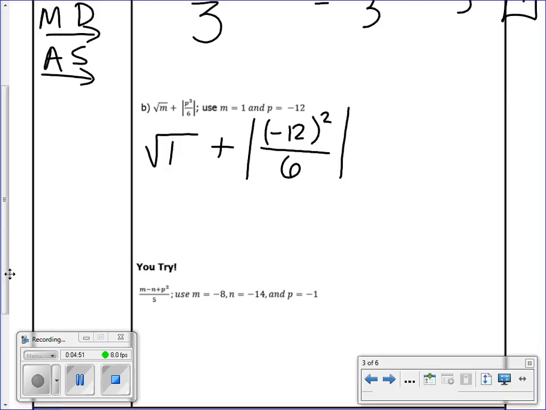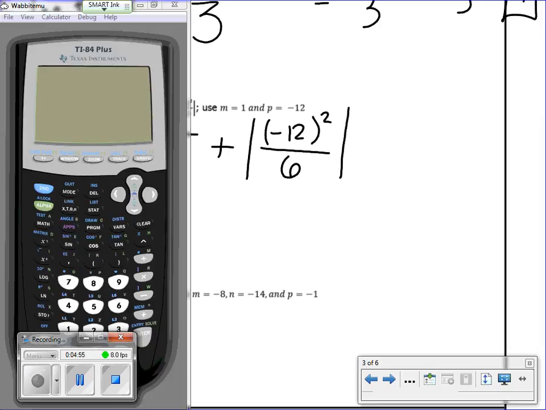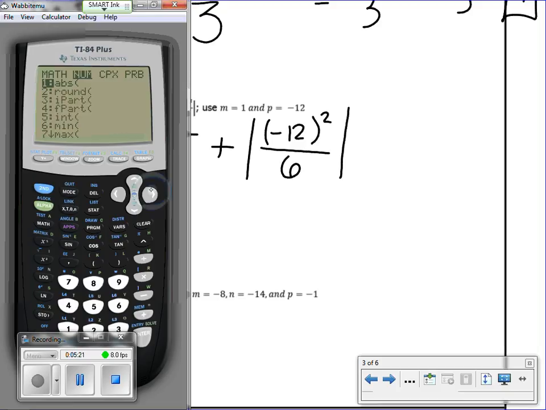Now here was a good problem where you want to take out your calculator. I have brought my calculator up and we have the square root of 1. So again, those math tricks: I'm going to hit square root, which is second, x squared, and then you type in the number 1 and press enter. The square root of 1 is 1. Then we have absolute value. Absolute value was Math, right arrow, to number 1.